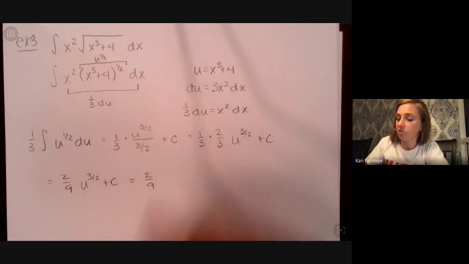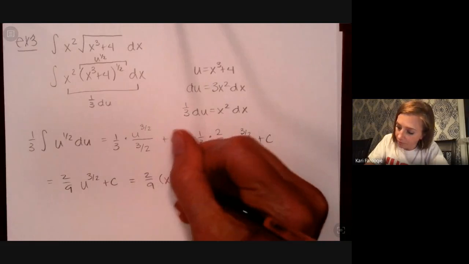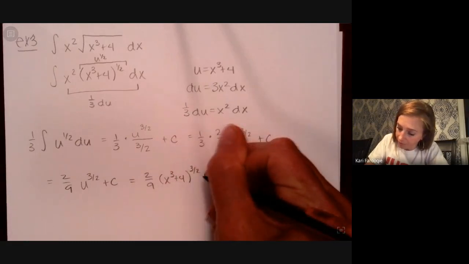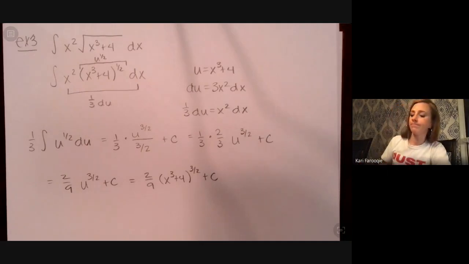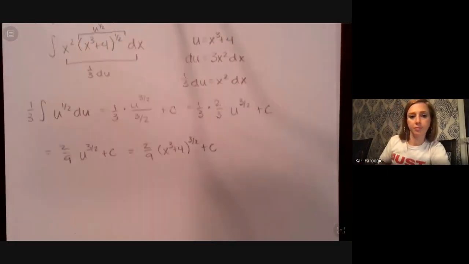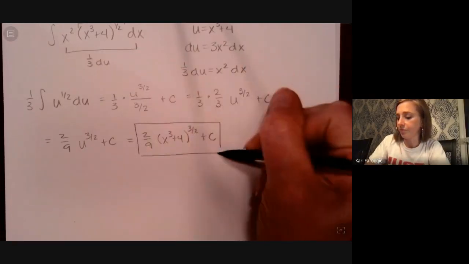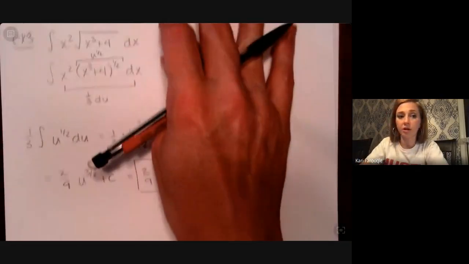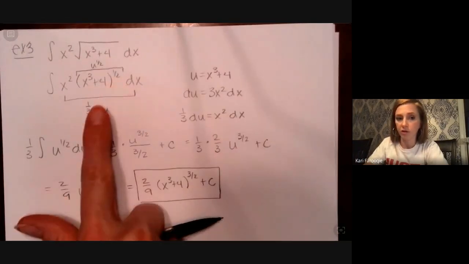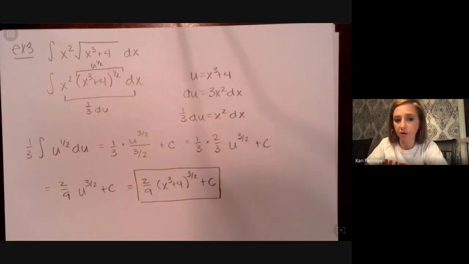And now back substitute for x. We said that u was x cubed plus 4. Once you back substitute, you'll have 2/9 times the quantity x cubed plus 4 to the 3/2 power plus c. And that one's done. And again, this was definitely not a case where you're just adding 1 to the exponent and dividing by the new exponent, because you had this whole situation here that had to get substituted out.